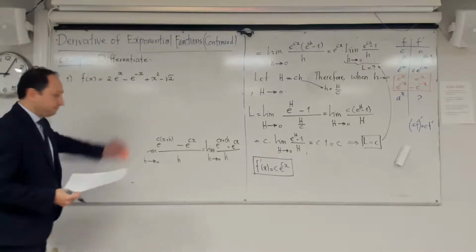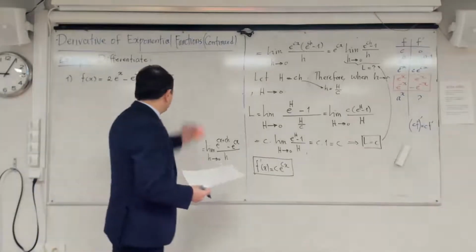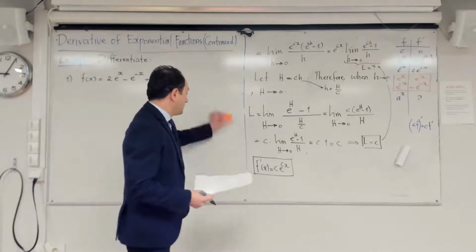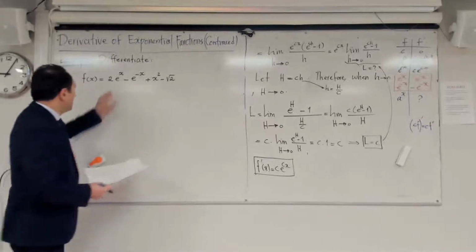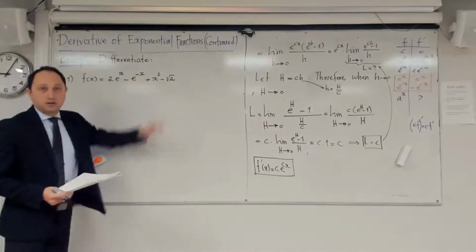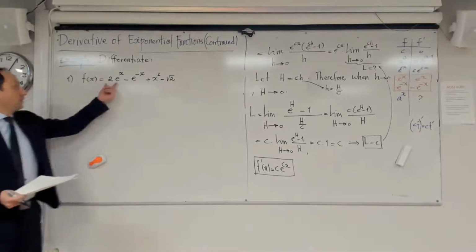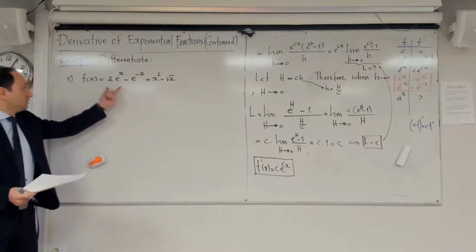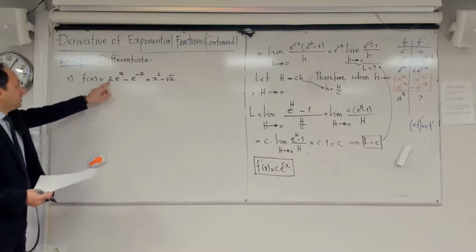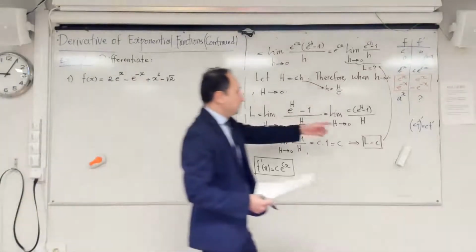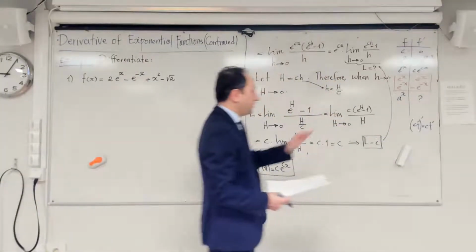So what should I do? This is the sum and difference of a bunch of functions, yes? Subtraction, addition, subtraction. So I need to take them one by one separately. The derivative of this one has a constant here. It's a multiplicative constant. According to this rule, that's not a problem for me. I just keep it there.